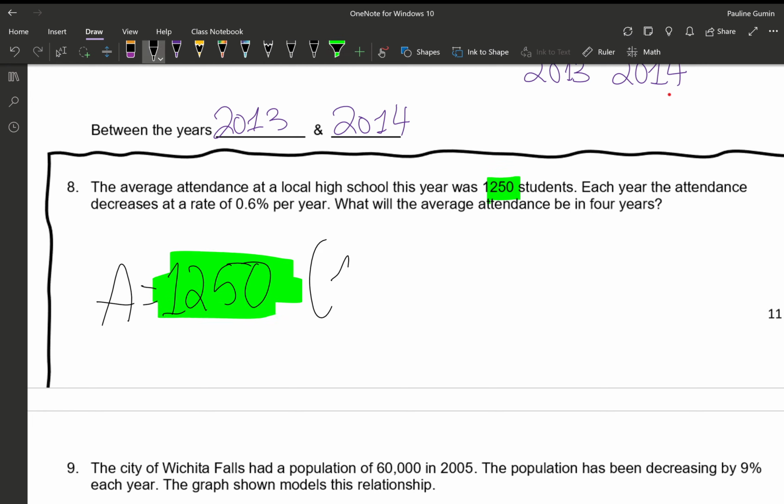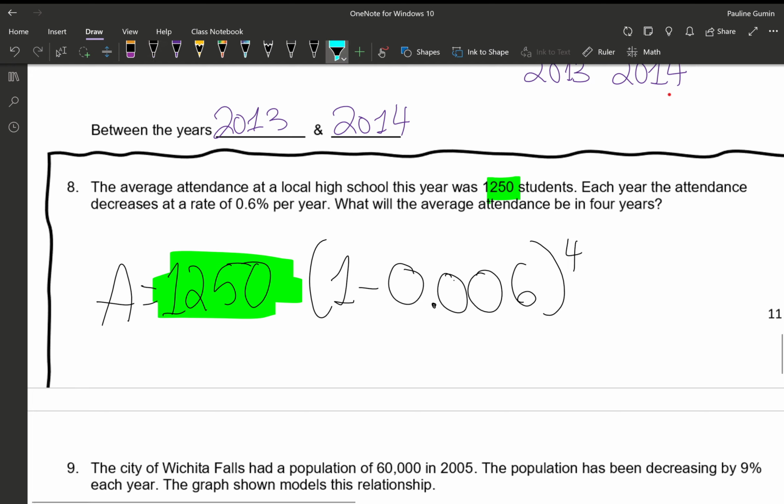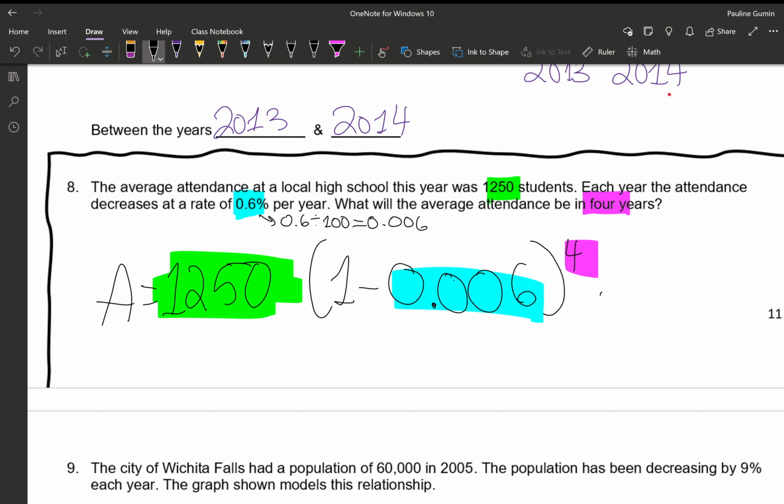And since we're decreasing, our parentheses will have a 1 minus 0.6 as a decimal, 0.6% as a decimal is 0.006. And we're going to raise it to the power of 4. Now, if you're ever unsure what a percent looks like as a decimal, remember, you can take that number and divide it by 100. That'll give you your perfect decimal.